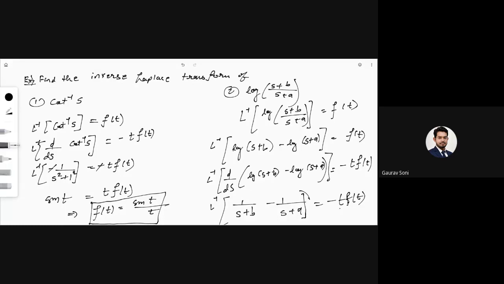So now when I take Laplace inverse of 1 upon (s plus b), what we will have? e to the power minus bt minus e to the power minus at is equal to minus t times f of t. So we can simplify this. f of t is equal to e to the power minus at minus e to the power minus bt divided by t.